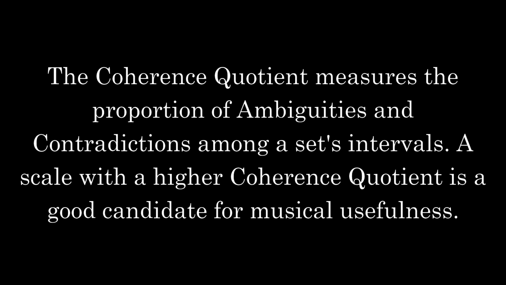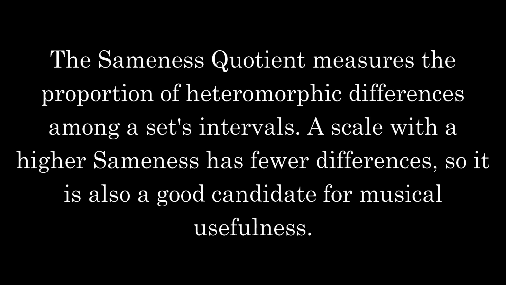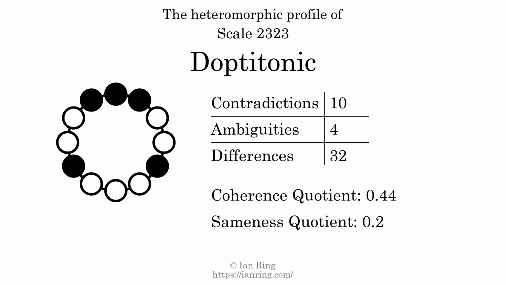The coherence quotient measures the proportion of ambiguities and contradictions among a set's intervals. A scale with a higher coherence quotient is a good candidate for musical usefulness. The coherence quotient is 0.44. The sameness quotient measures the proportion of heteromorphic differences among a set's intervals. A scale with a higher sameness has fewer differences, so it is also a good candidate for musical usefulness. The sameness quotient is 0.2.